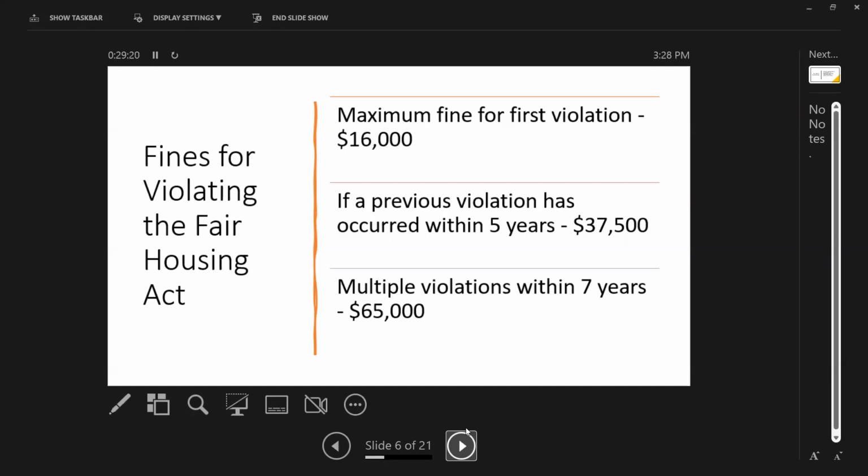First fine, maximum fine for your first violation can be up to $16,000. Now I can guarantee you that if you get fined $16,000, Alan and Alan are going to come calling, trying to figure out what happened, right? The second violation within 5 years, $37,000 fine. And then any violation within 5 years after that, you can get fined up to $75,000.